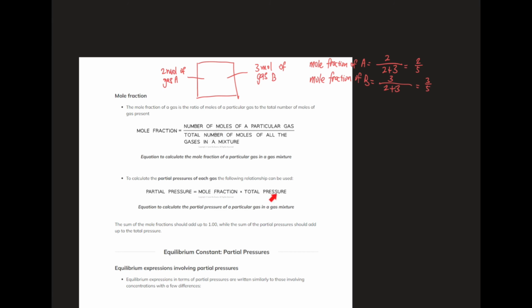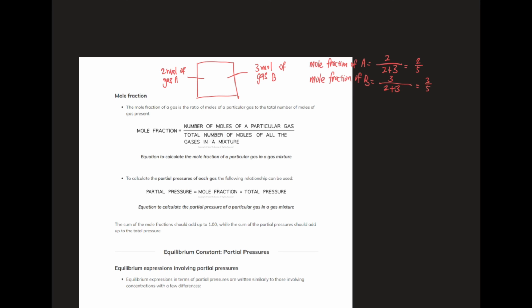We can easily know the total pressure because you can just channel this to an instrument to measure the pressure, like a barometer or manometer. So you measure the pressure and that is the total pressure. Then you multiply with 2 over 5, then you get the partial pressure of gas A based on this formula. And you take total pressure, multiply with 3 over 5, then you get the partial pressure of gas B.